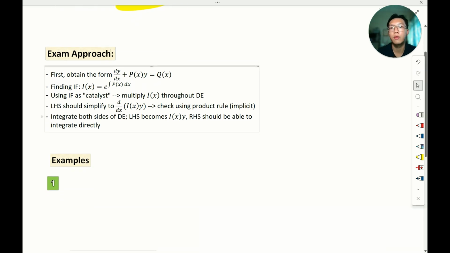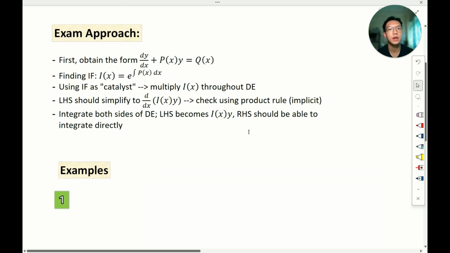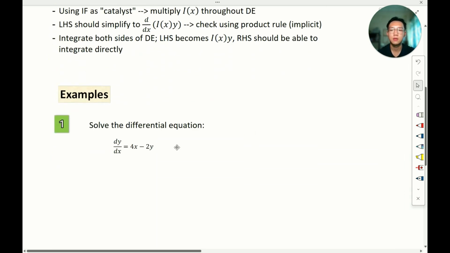Last but not least, since we have a d/dx on the left hand side and another function in x on the right hand side, we can directly integrate both sides of the equation to solve the DE. As such, your left hand side will become the plain I(x) multiplied to y, and the right hand side you can integrate directly since it's a function in x. Alright, with that said, let's dive right into some sample questions for the integrating factor method.